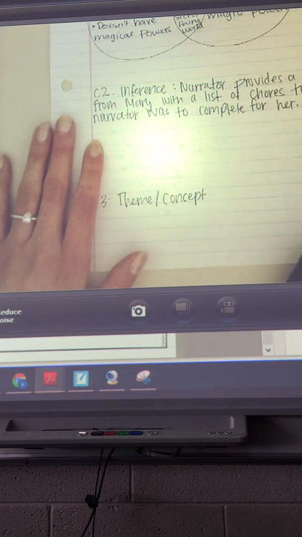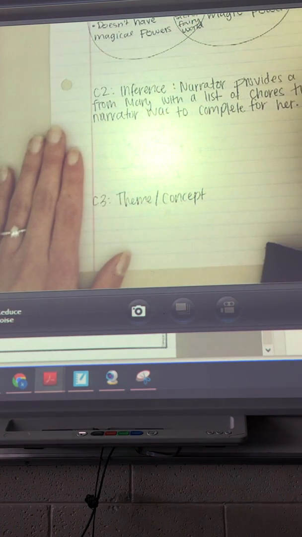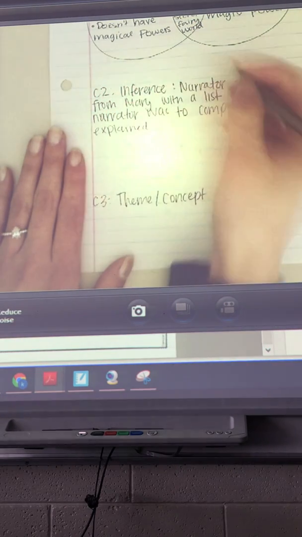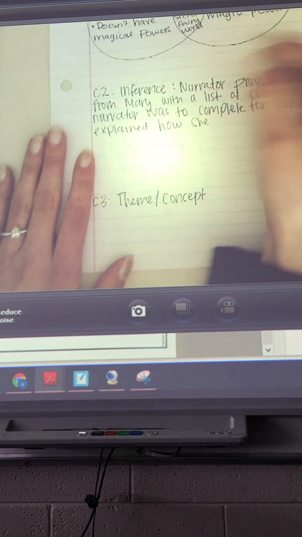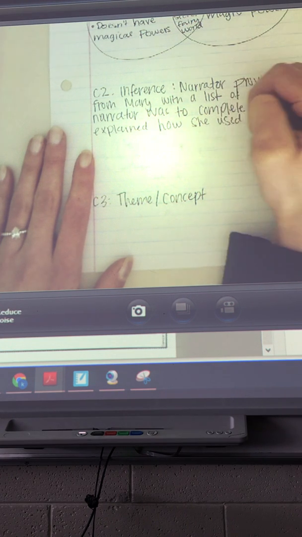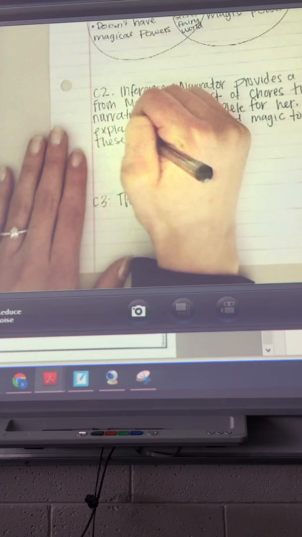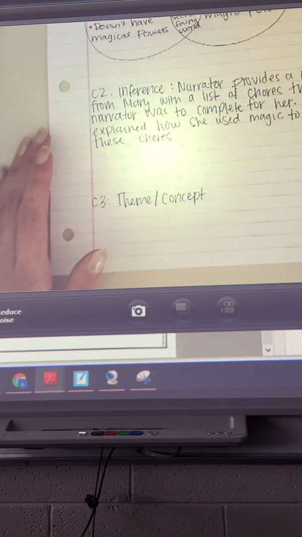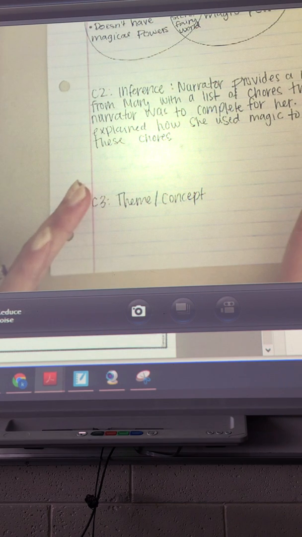And then again, we can state that, like in parentheses, the narrator kind of explains how she used her magic to perform these chores. Okay? And obviously, she wanted to make it look like Mary was doing these, right?